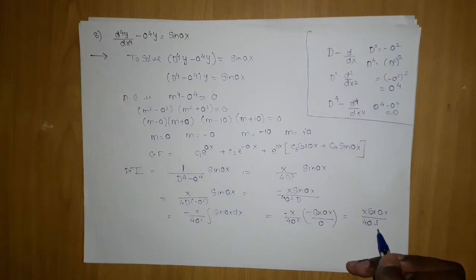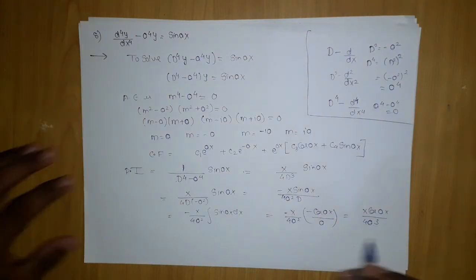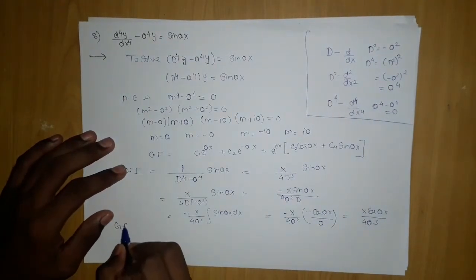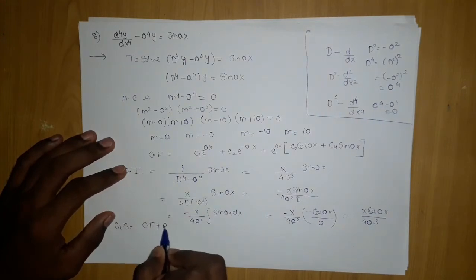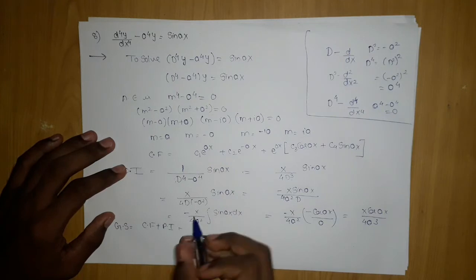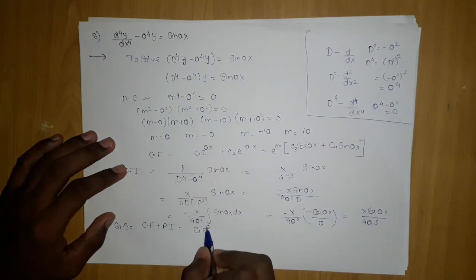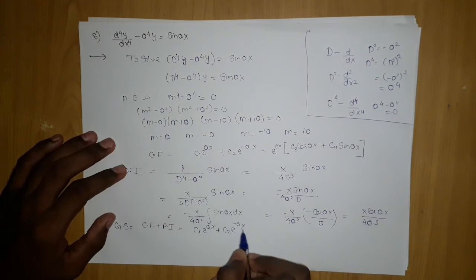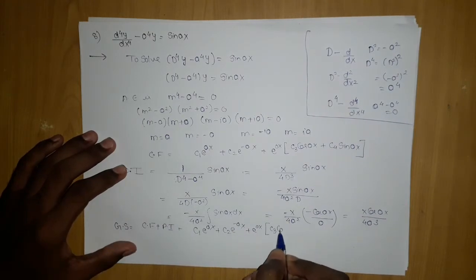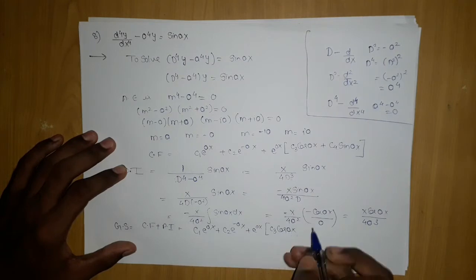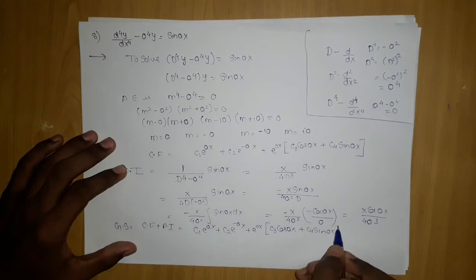So this is your required answer, and this is our particular integral. Now general solution is nothing but complementary function plus particular integral. So you are going to substitute this here: c1 e to the power ax, c2 e to the power minus ax plus e to the power 0x bracket close c3 cos ax plus c4 sin ax. This is our complementary function.